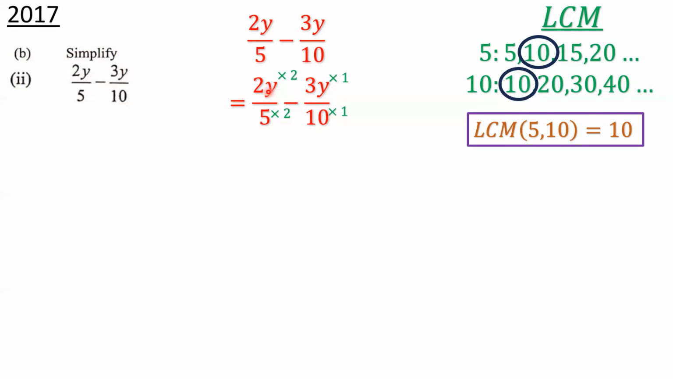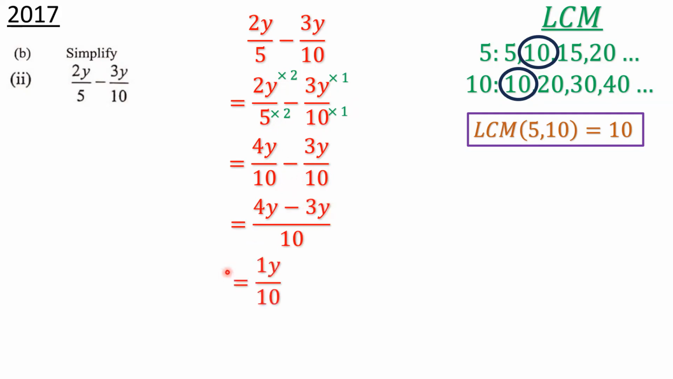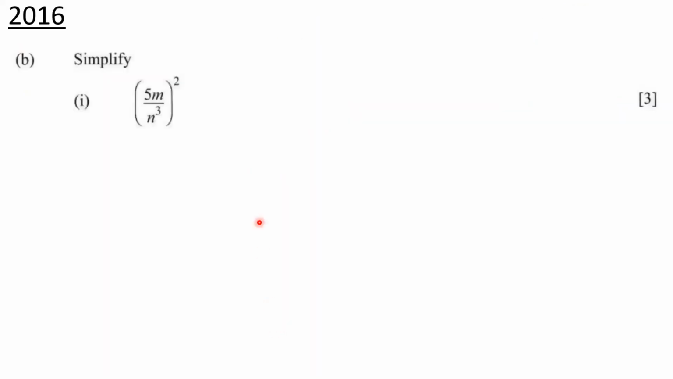And so we multiply. So 2y times 2 is definitely going to be 4y. And 5 times 2 is definitely going to be 10. And 3y times 1 is 3y. And 10 times 1 is definitely going to be 10. Next, we subtract, because the denominators are already the same. 4y minus 3y is definitely going to be 1y. And 1y is the same thing as y, so we have y over 10. And that's our final answer right there. Okay, let's move on to this next question.